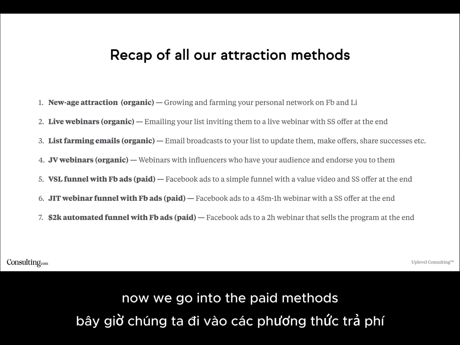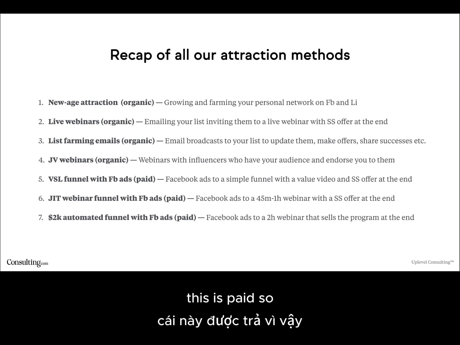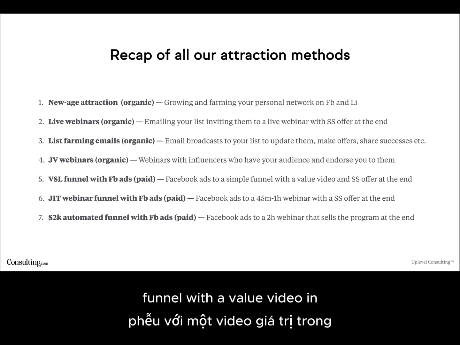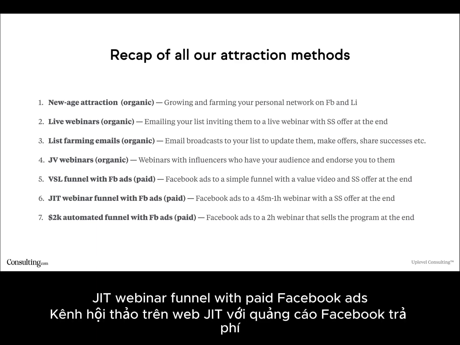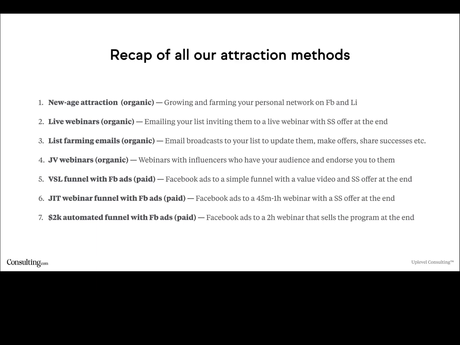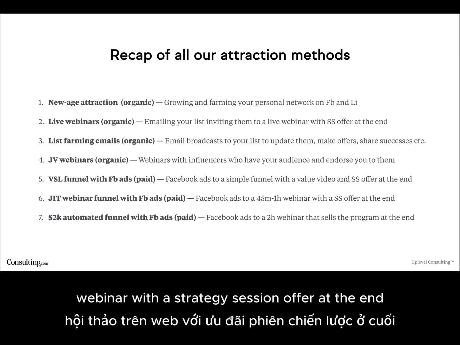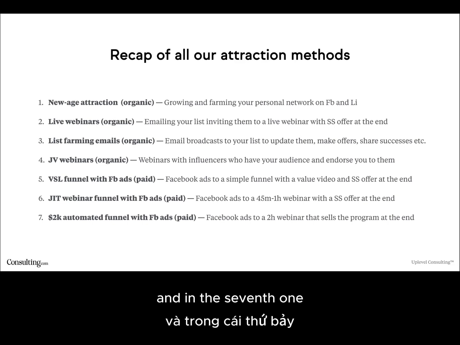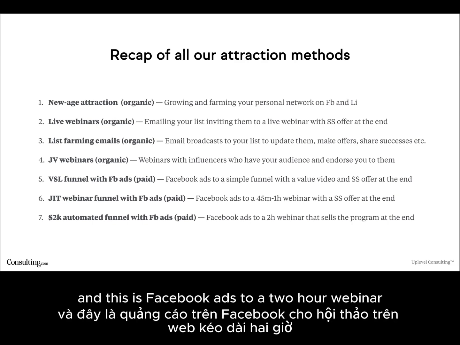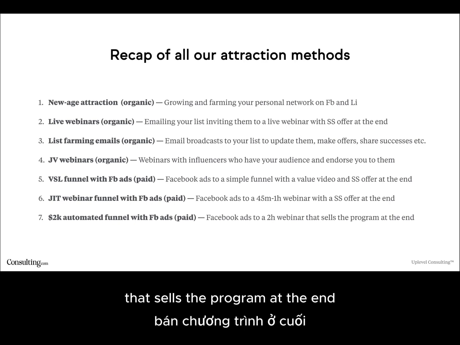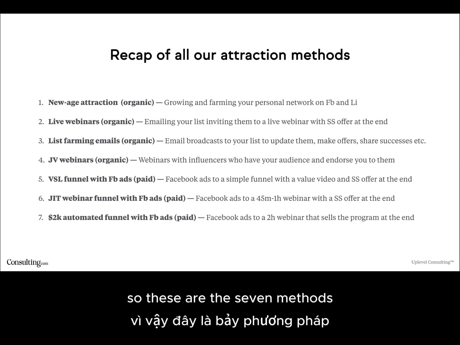Now we go into the paid methods. There's 3 of them. So 5, the VSL funnel with Facebook ads. This is paid. So this is Facebook ads to a simple funnel with a value video and the strategy session offer at the end. Then 6, JIT webinar funnel with paid Facebook ads. And this is Facebook ads to a 45-minute to an hour webinar with a strategy session offer at the end. And then the 7th one, the 2K automated funnel driven with paid Facebook ads. And this is Facebook ads to a 2-hour webinar that sells the program at the end, and there's no human sales component. So these are the 7 methods.